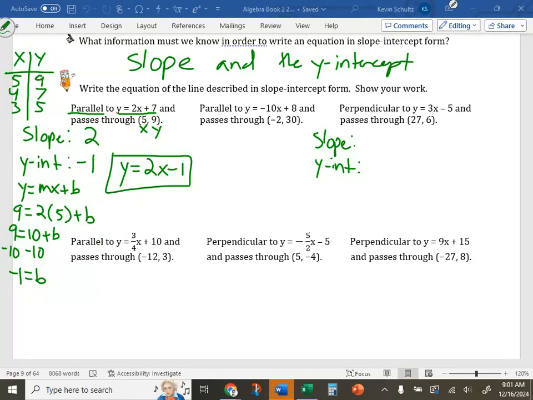Negative 1 over 3, right? Perpendicular means negative reciprocal. 3 is the slope of the given line, so the negative reciprocal of that is negative 1 over 3. Okay? That's the PO28 part. What's the PO24 part?